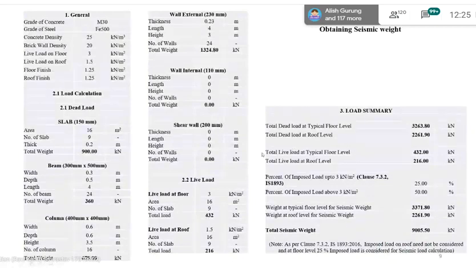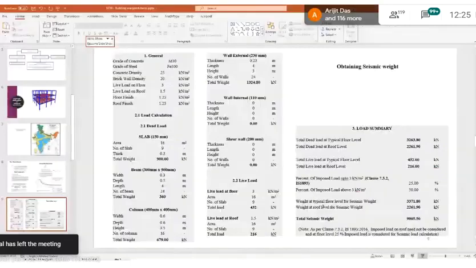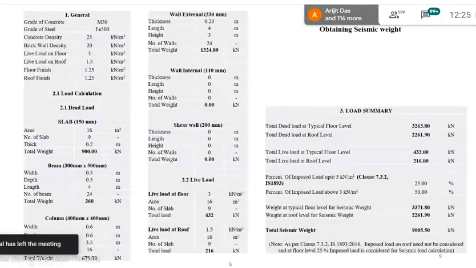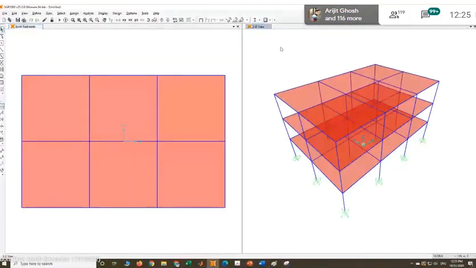So based on that, I have calculated the forces due to various members, and then I found that the total load at a typical floor section is 3263 kilonewton. And the total dead load at the roof level is 2261. Now, why is the dead load very less at the roof level? Because while calculating load, you can directly calculate based on every member.